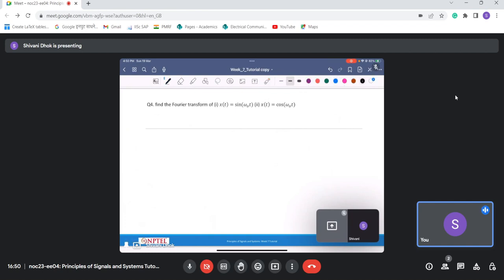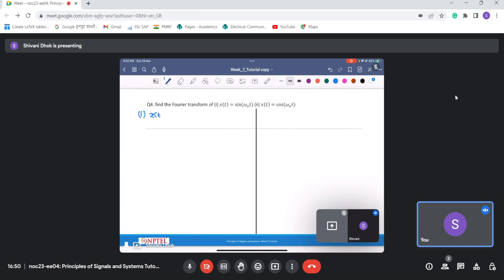Let us look at the next question, that is question 4. What we are having here is two signals. The first one is sine omega naught t, and the second one is cos of omega naught t, and we need to find the Fourier transform of these two signals. So let's start with sine omega naught t.